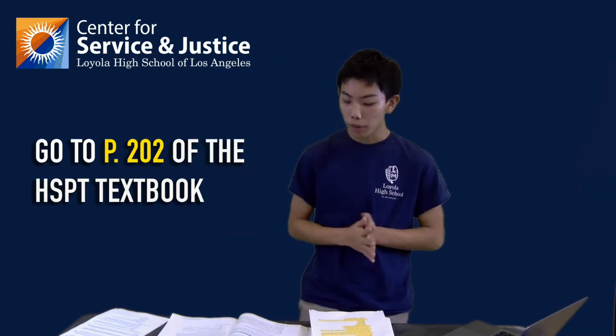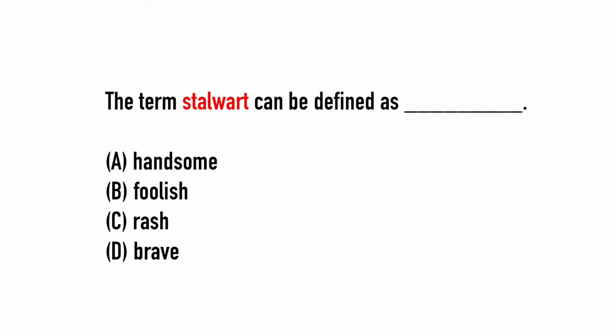So now, open your book up to page 202, and we're going to try the question on page 203. A, handsome, B, foolish, C, rash, and D, brave. So last module, you already read the passage, but let's review the passage again.